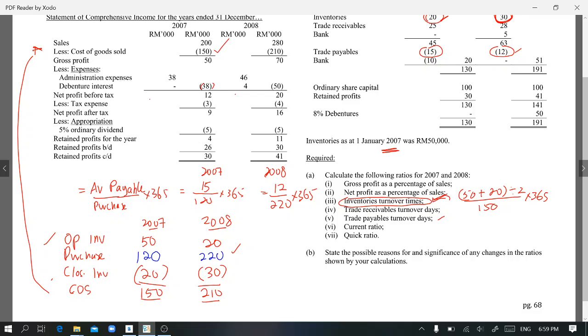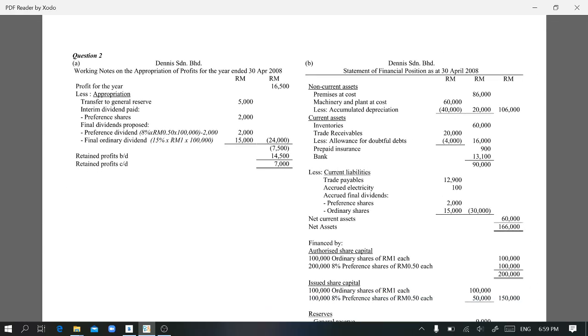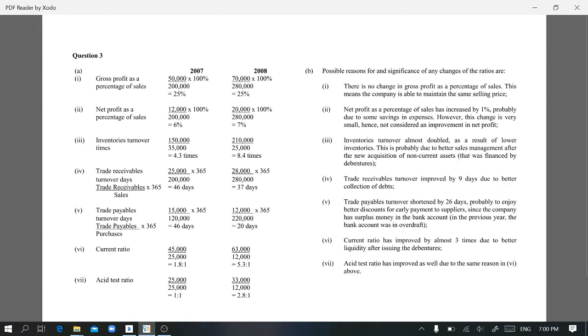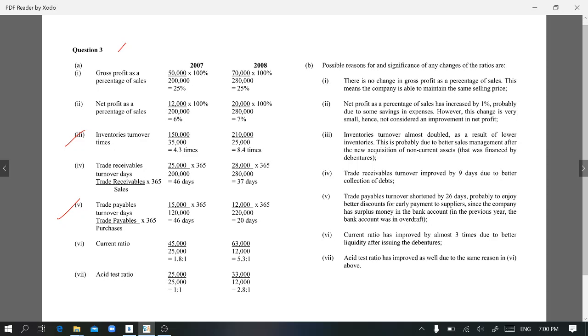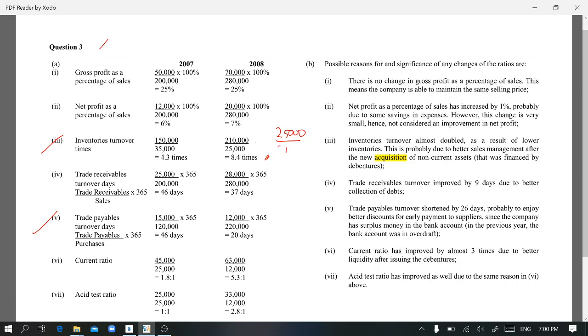Okay, now all this answer is provided here. Question 1, question 2, and question 3. So all the formula, all the answer is provided. So just now we did this already. Okay, and inventory in times, can we convert into days? Yeah, example, you want to convert into days, you invert them. 250 divide by 210 times 365, or you can just take 365 divided by 8.4, you can get the days.